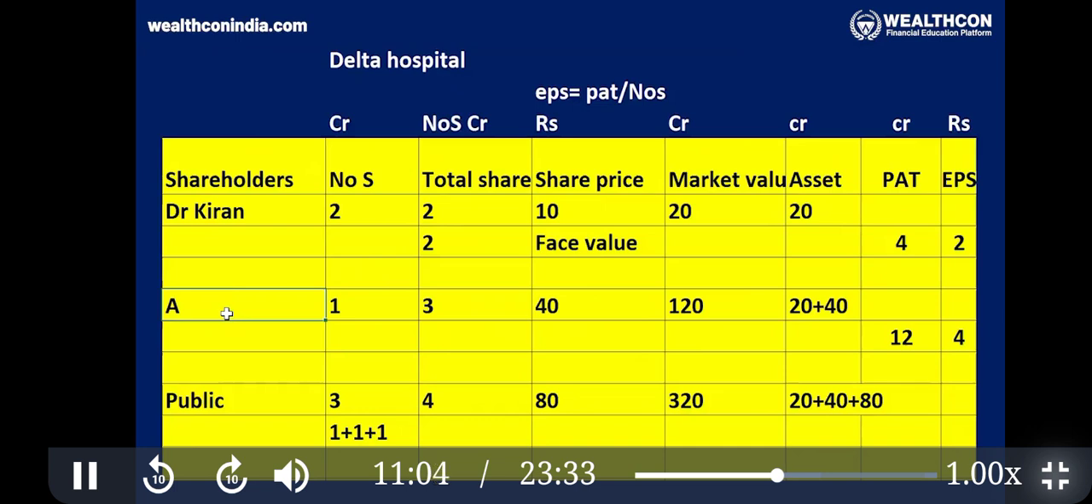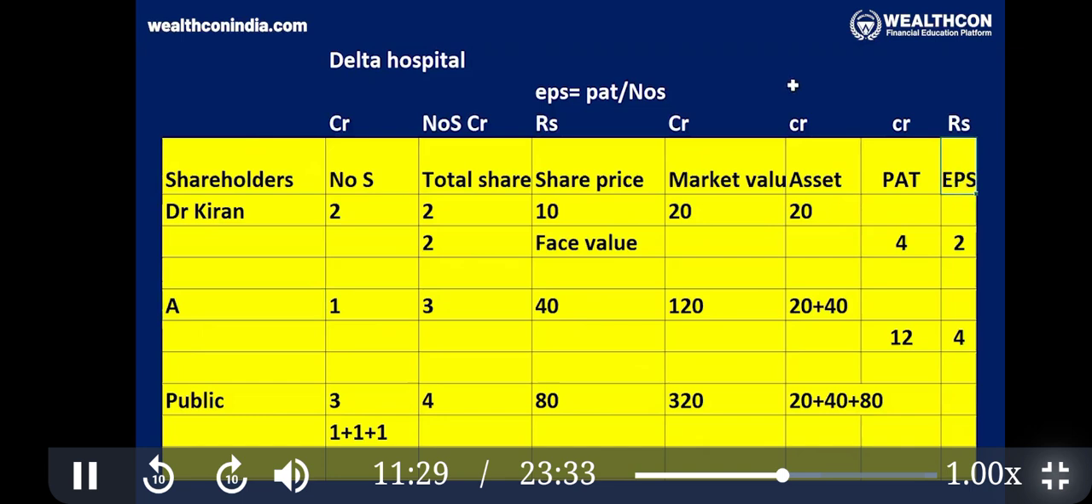Now, why will Delta Hospital give him shares? He has to give the money. So how much money? You have to decide the share price. Share price means at what price he will sell. There must be some valuation parameter on the basis of which we decide the share price. For the time being, we will say that it is based on the earning per share, that is 20 times EPS.